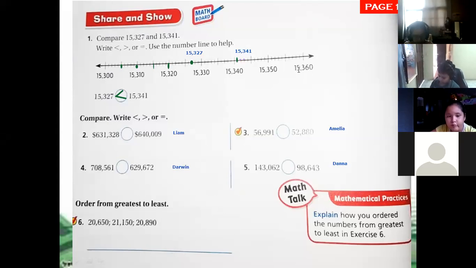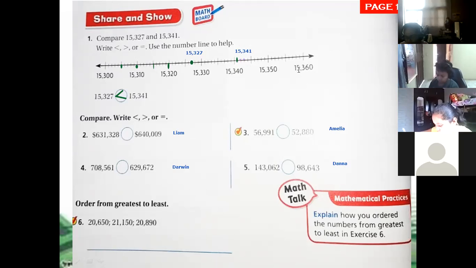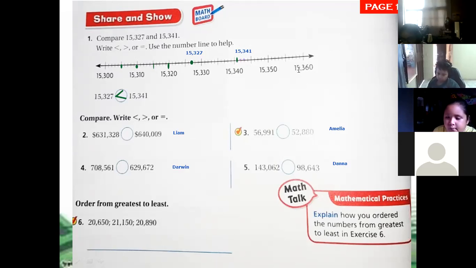So, over there, guys, we had the number one that is 631,328 and 640,009. And then in number three, we had 50s. Okay, I cannot see this number. This picture doesn't look so good. Let me find my book. Okay, 56,991 and 52,880. Number four is 708,561 and 629,672. So Leanne, Darwin, Amelia, and Dana, you need to grab how you compare those numbers over there.